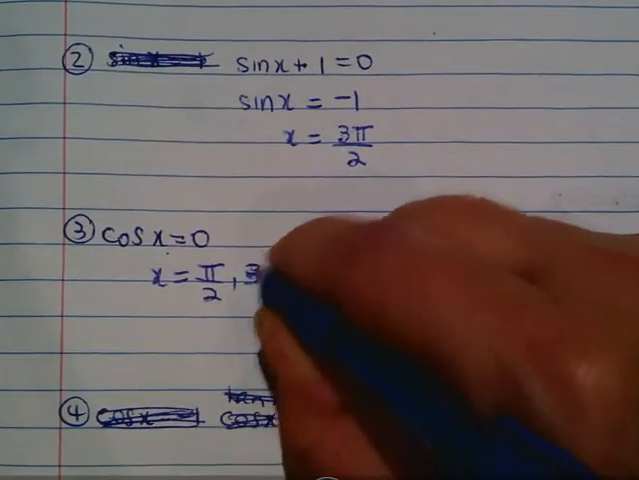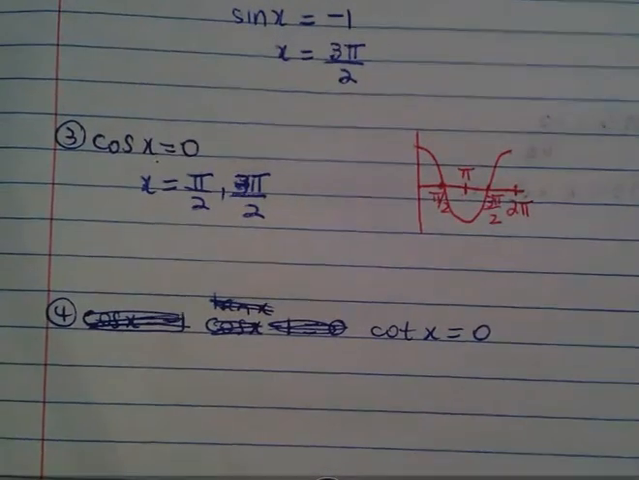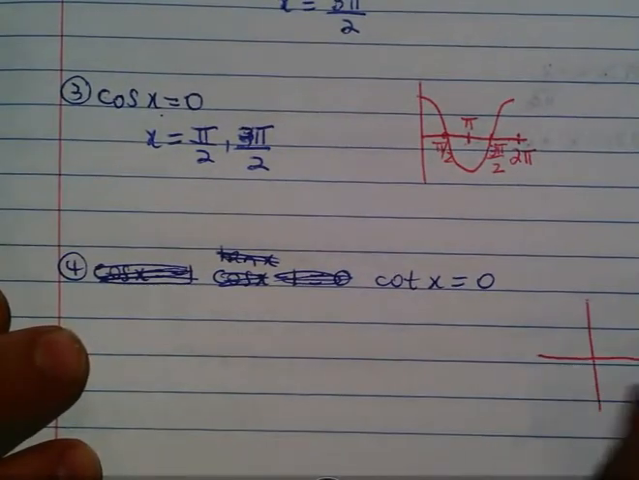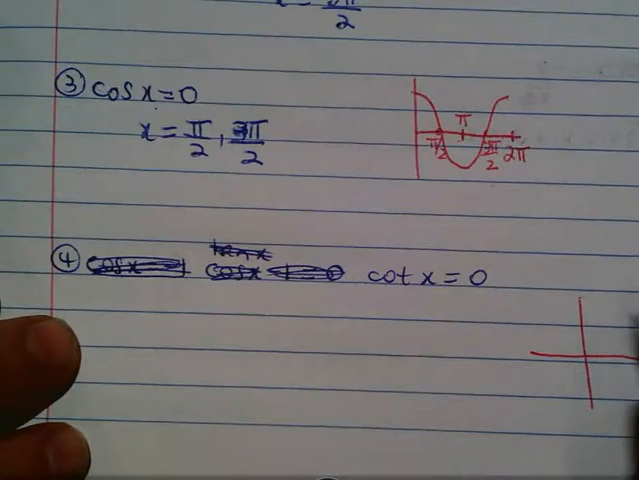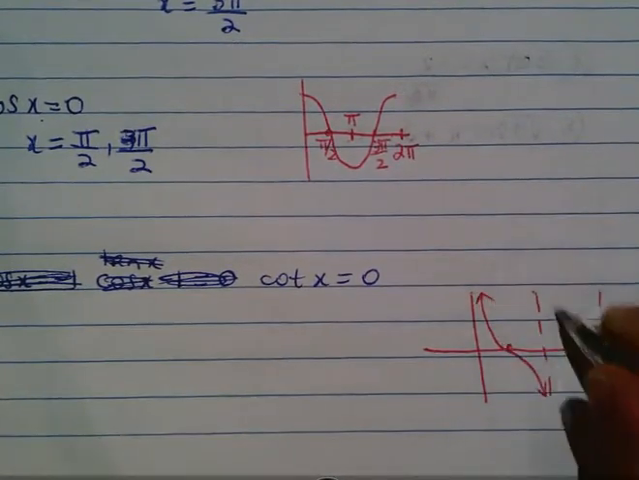3 pi on 2. Now this one here, cot of x equals 0, again you would just do a quick sketch. Remember tan goes this way. We've just drawn the cot curve, so if you can remember what it looks like, this goes the other way.